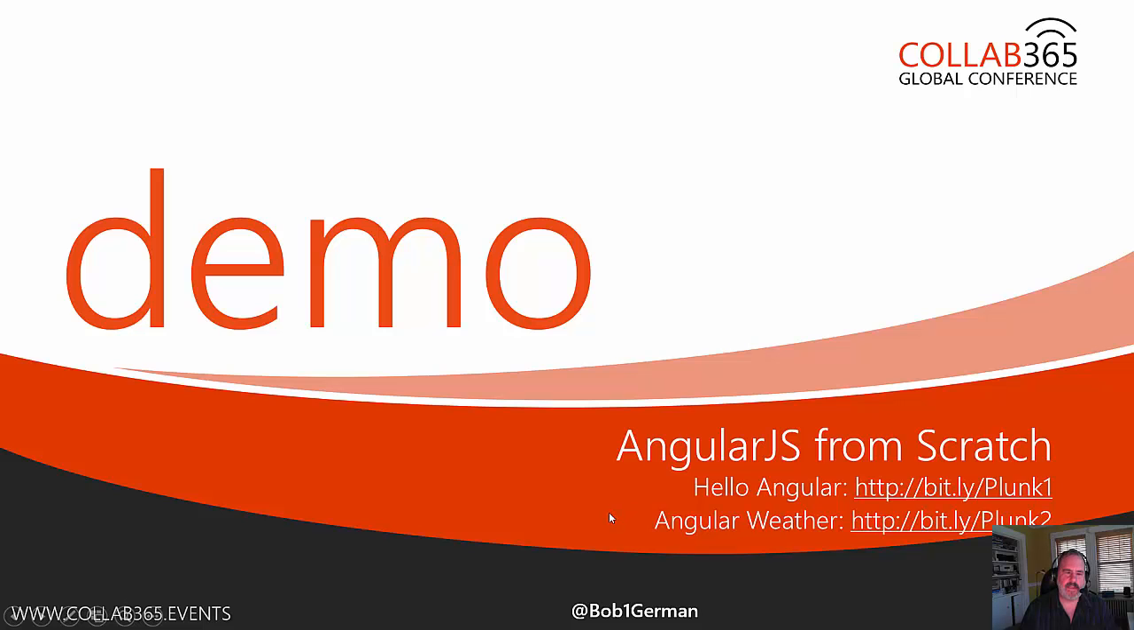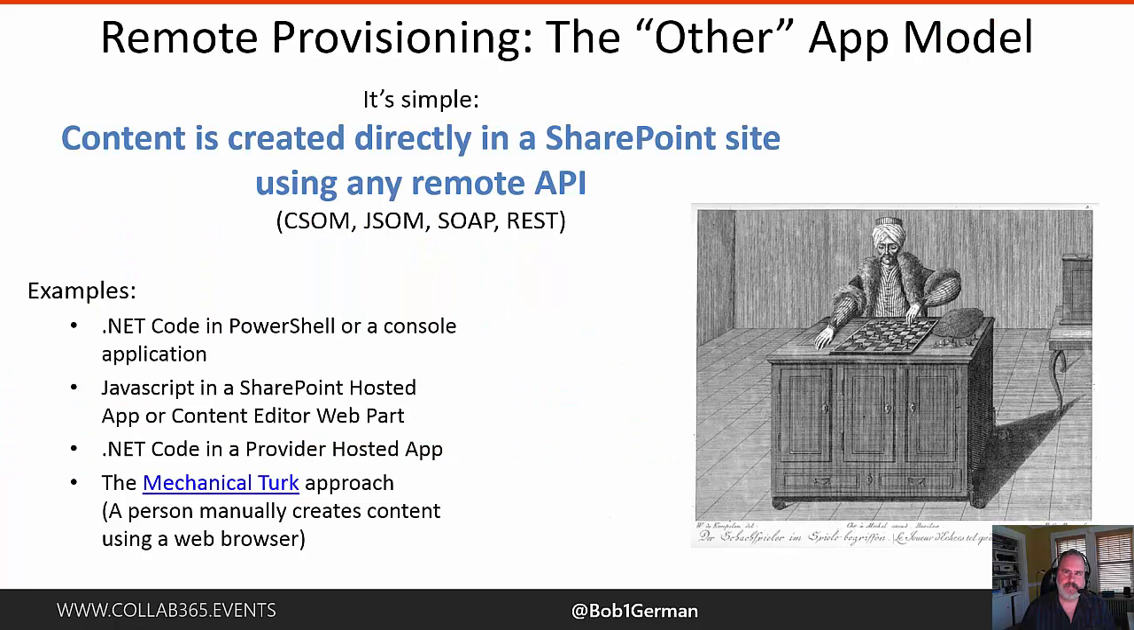Okay, so now back to the slides for a couple more concepts. I want to introduce the idea of remote provisioning. Remote provisioning is kind of the other app model. It's actually been around longer than the app model, but it's just a pattern. It's not an official model, although Microsoft has been promoting it quite a bit recently through their OfficeDev Patterns and Practices site. The idea is simple.